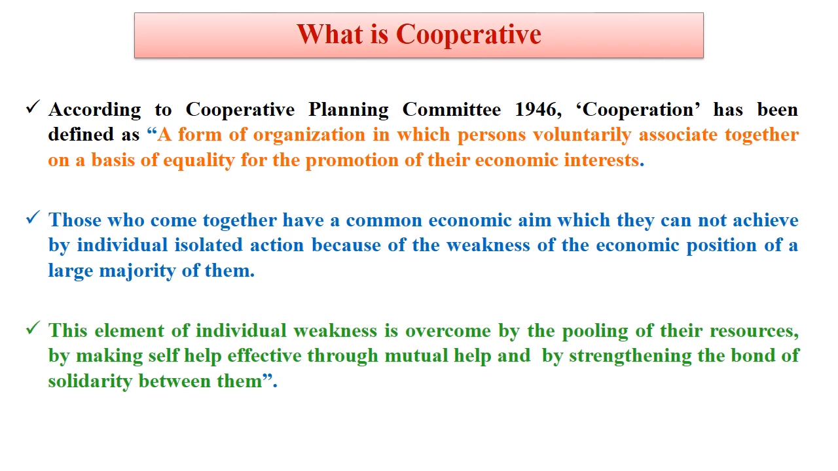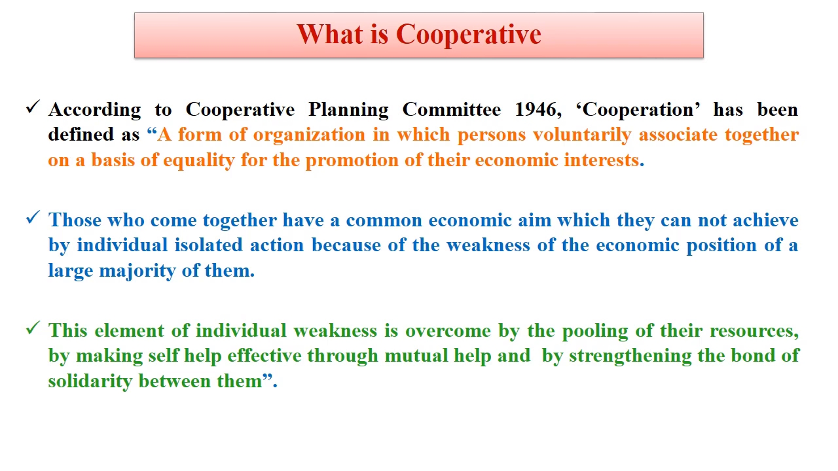So first let us understand what a cooperative is. According to the Cooperative Planning Committee 1946, cooperation has been defined as a form of organization in which persons voluntarily associate together on a basis of equality for the promotion of their economic interest. So it's a joining together for personal, business or economic development. Those who come together have a common economic aim which they cannot achieve by individual isolated action because of the weakness of the economic position of a large majority of them.